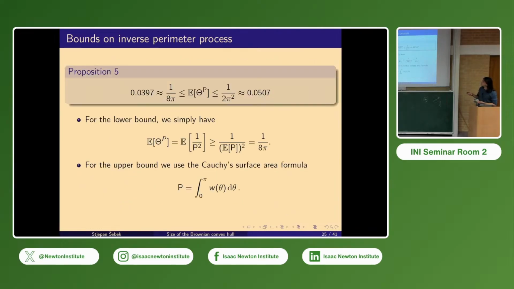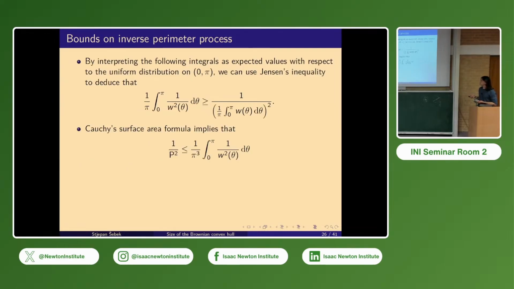And actually for perimeter, those bounds are relatively tight. So I think that's the best we got out of all the things we tackled. They are relatively close to each other.